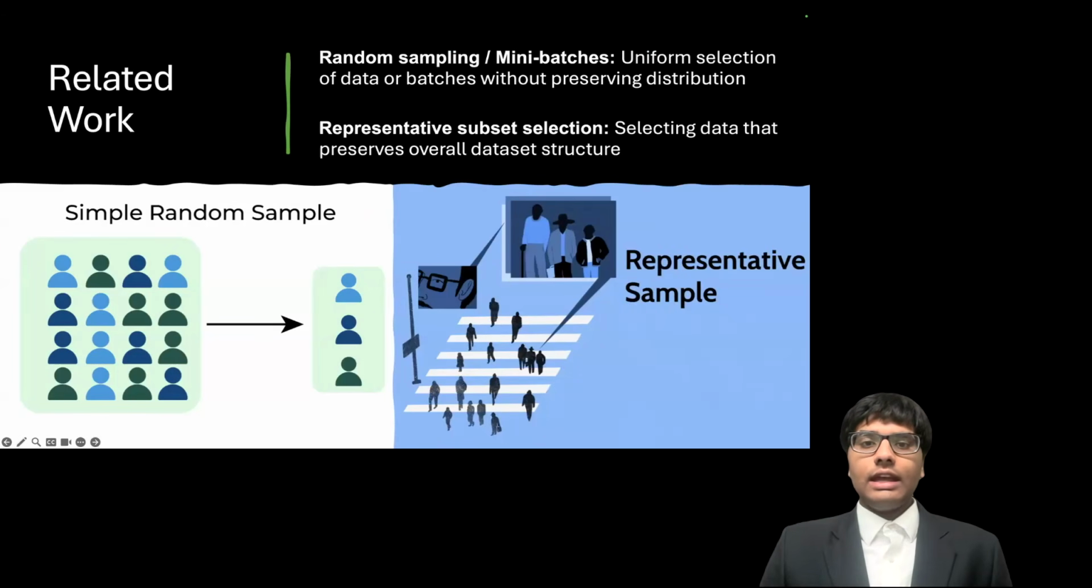Related work. In dataset optimization, one common approach is random sampling or mini batch selection, where data is selected uniformly at random. While this method is simple and widely used, it does not preserve the underlying distribution of the dataset, which can lead to biased representations. Another approach is representative subset selection, which focuses on selecting samples that preserve the overall structure of the dataset. This helps to maintain data representations and improves training efficiency while using fewer samples.